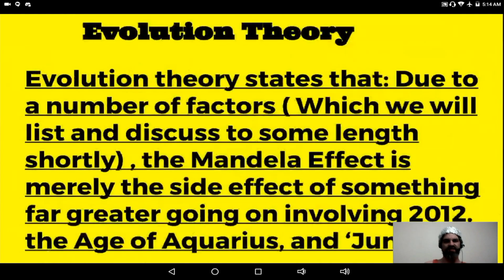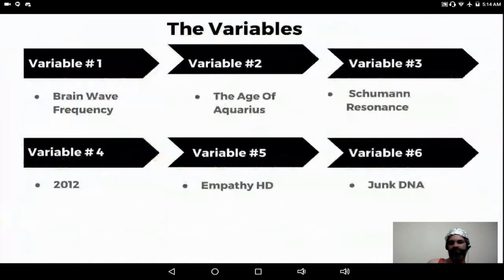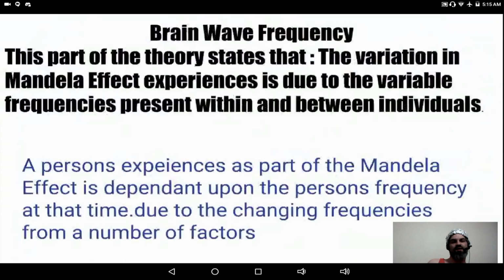Evolution theory states that due to a number of factors, which we will list and discuss to some length, the Mandela effect is merely the side effect of something far greater going on involving 2012, the age of Aquarius, and even junk DNA. So, again, there's a variety of variables and factors going into this. First would be brainwave frequency. Then we have the age of Aquarius, the Schumann Resonance, 2012, empathy in HD, and junk DNA. And I know what you're thinking, these sound like game show slots. They kind of do, don't they? But that's off topic. Anyway, the first variable would be brainwave frequency.